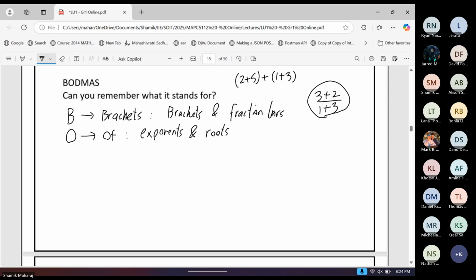Right, so for example, always nice to give examples. 2 squared is 4, that's an exponent, or the square root of 4, which will give you 2. And so these are 2 examples. One is an exponent, one is a root. Okay.